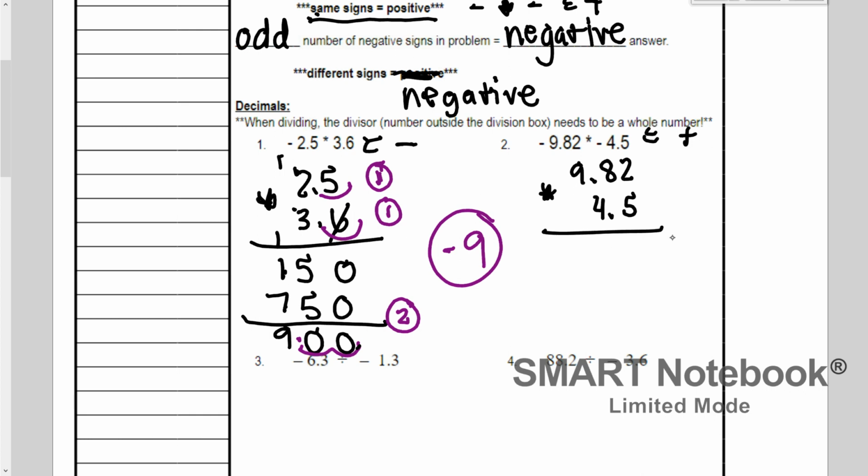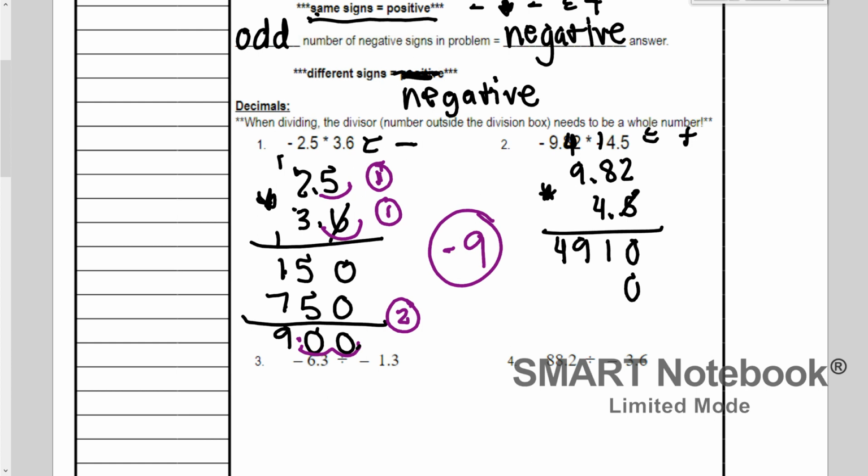So if that's easier for you to know that you always have to line up the decimals, that's fine. But when we multiply, we technically don't have to, like we do when we add and subtract. All right, so let's start with the 5. 5 times 2 is 10. 8 times 5 is 40, plus 1 is 41. 9 times 5 is 45, plus 4 is 49.